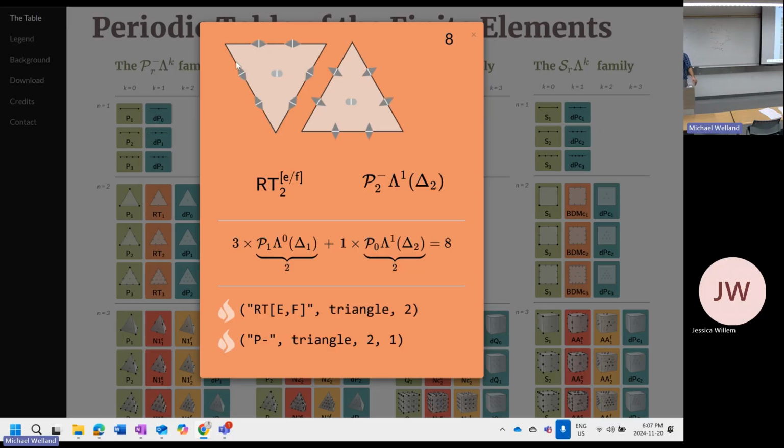But if you see this element type, it's got these values here that are looking on either side. This is a curl element. So your degrees of freedom here are actually the slope parallel to the edge. And you've got a divergence here. That's the same.